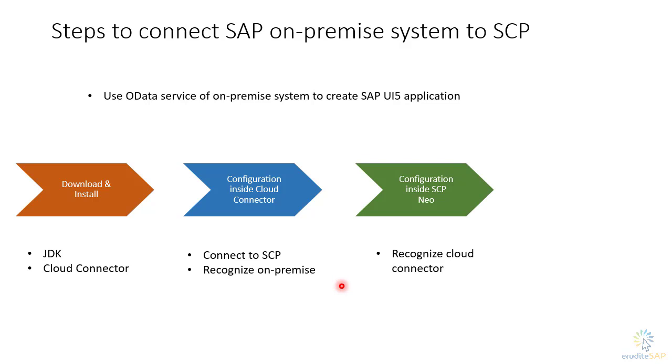In the third step, we will do some configuration inside the new environment. We want our new environment to know that we have installed our Cloud Connector, and we want it to know that it can connect to that Cloud Connector.